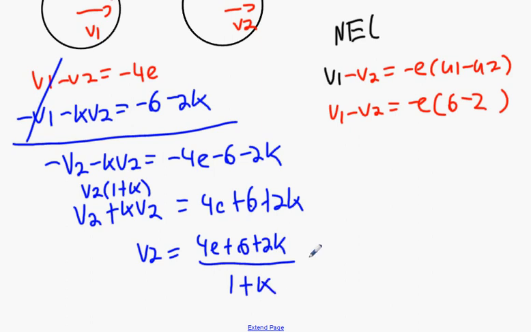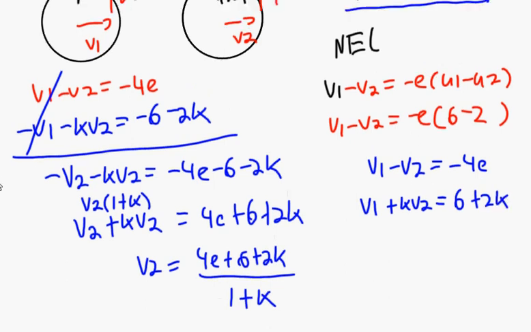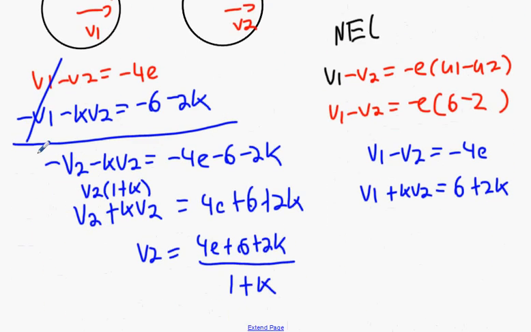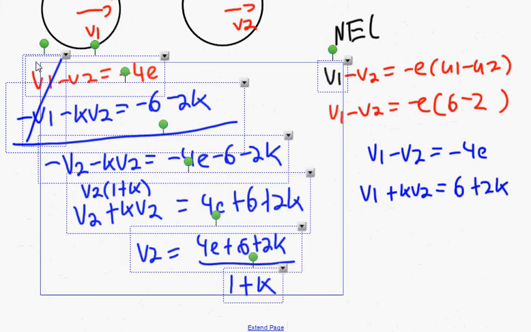Now, if you think I'm subbing that in, you're crazy. I'm not subbing that in. So I'm going to do it again from scratch. I have v1 minus v2 equals minus 4e. And the second equation was, what was it? v1 plus kv2 equals 6 plus 2k. That was from up there. Any ideas on how to solve that?